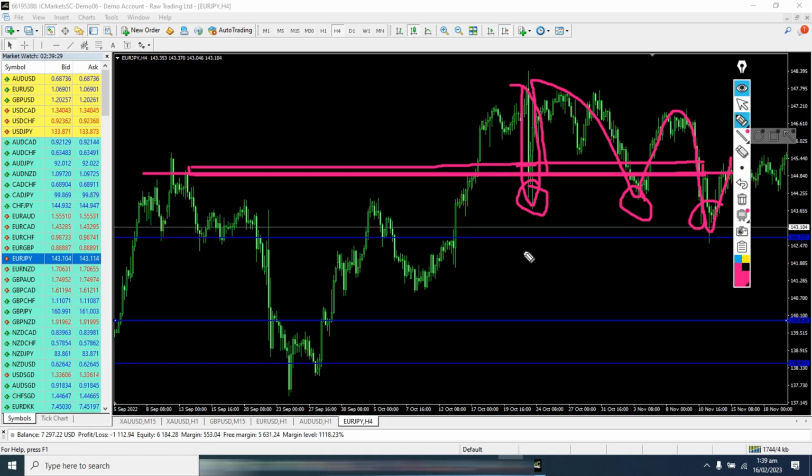Lastly, I must mention that while trading support and resistance, we are only trading the first and second attempt. We are only trading the first and second attempt only. So bear that in the back of your mind.